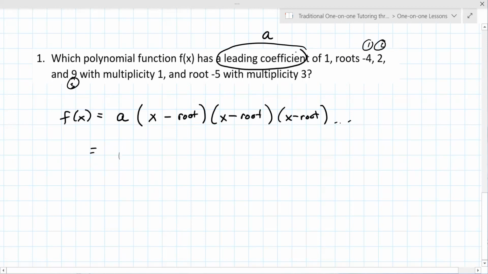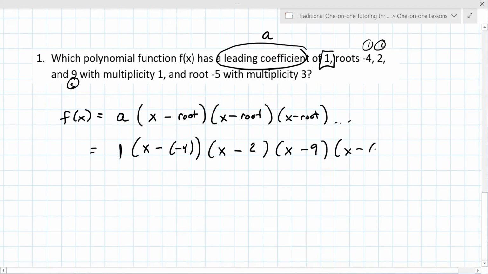It says the leading coefficient is 1, so a is 1. There's a, x minus negative 4, x minus 2, x minus 9. And then there's one more root, x minus negative 5.